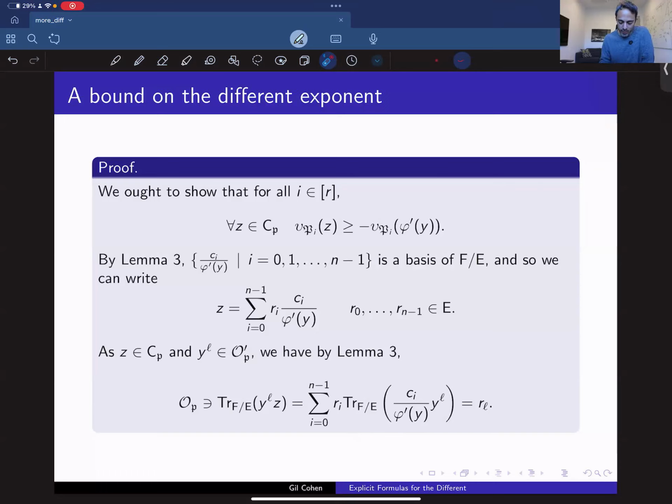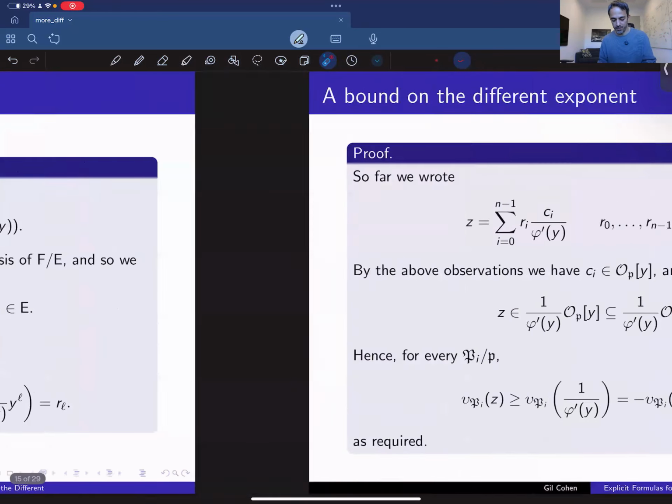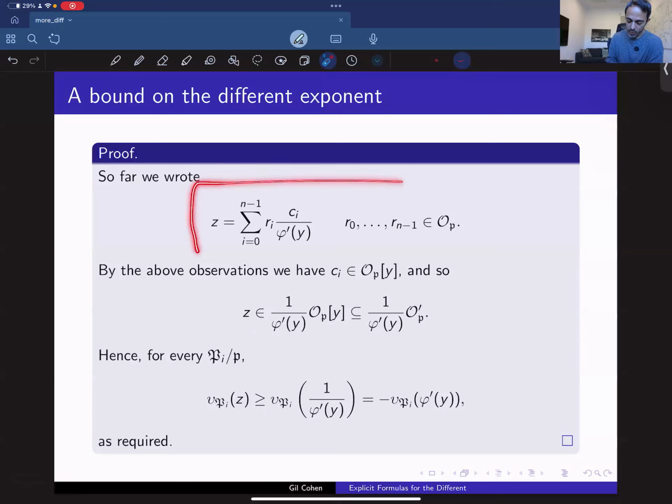So it means that the only surviving summand out of these, so the only surviving I, is when I equals L, and there you get a 1 here, which gives you the RL. So this tells us that the RIs in this expansion, because Z is in the complementary module, are not just from E, they are in fact from OP. So you only use OP scalars in order to span an element in the complementary module. So that's what I wrote here.